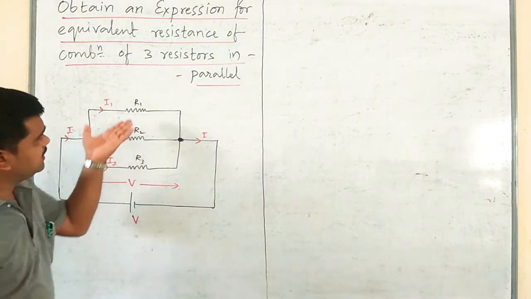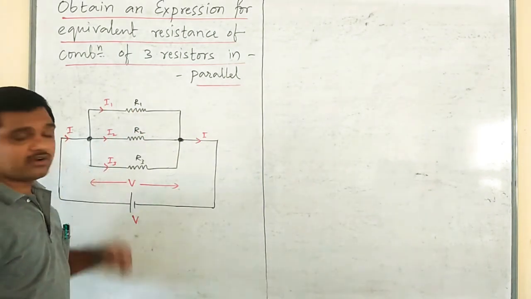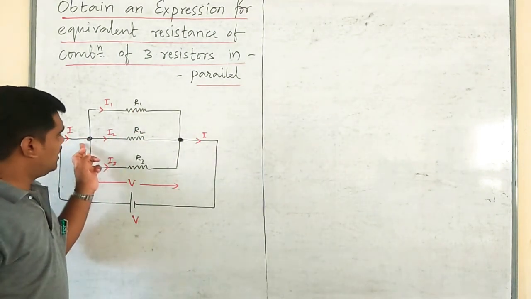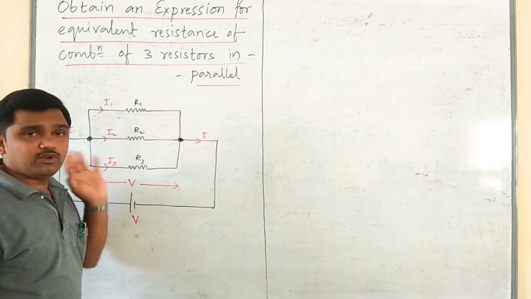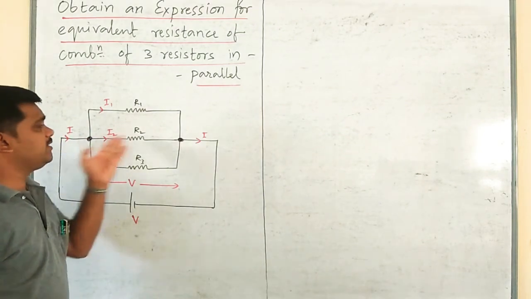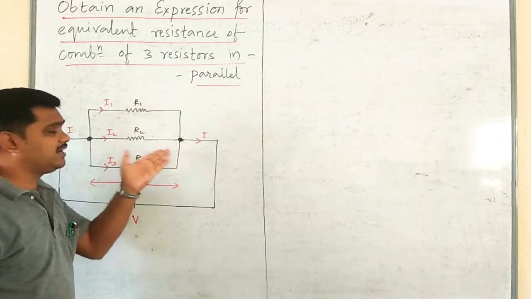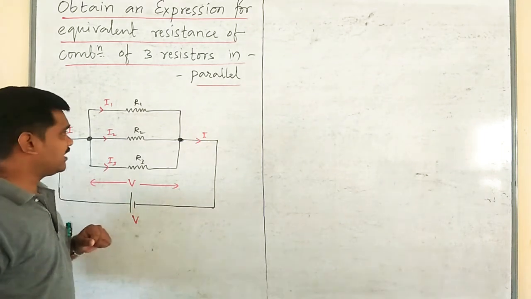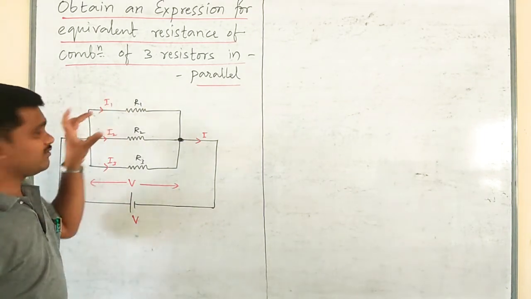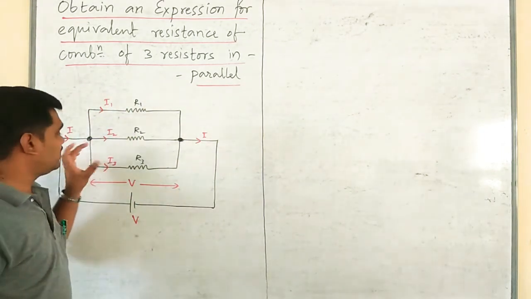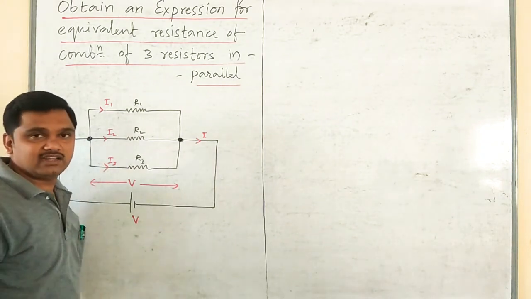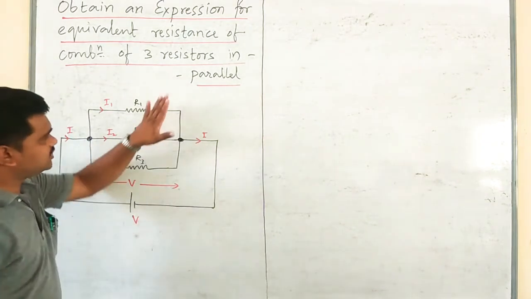Let us consider three resistors R1, R2 and R3, which are connected between two common points. I am naming them as points A and B, which is not required. I1 is the current through R1, I2 is the current through R2, I3 is the current through R3. No need to write it, just show it.